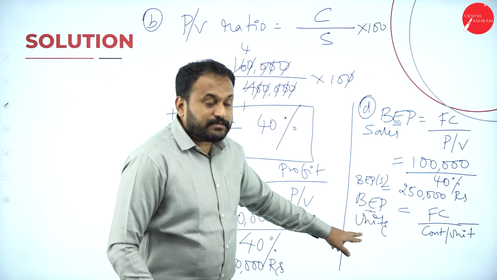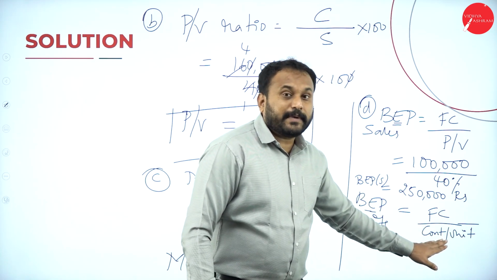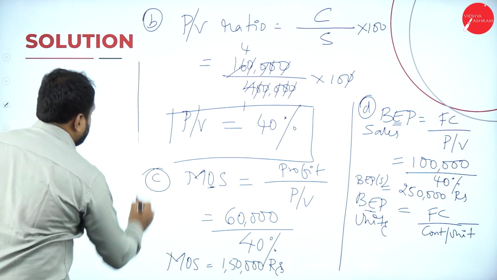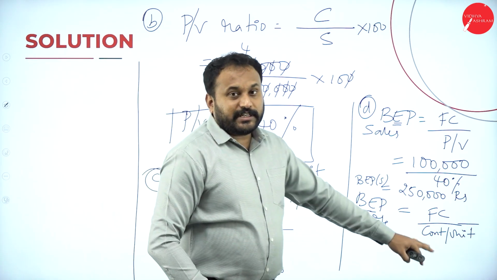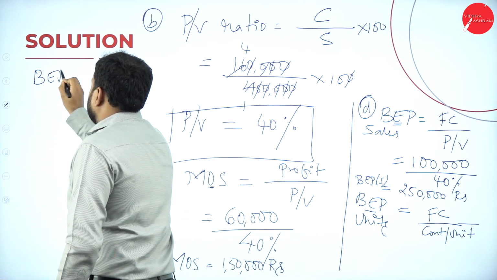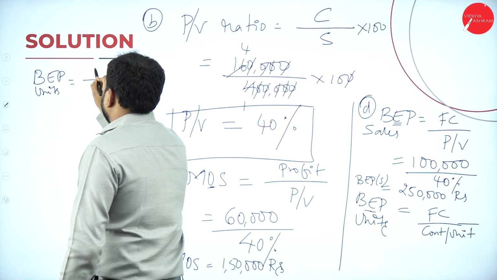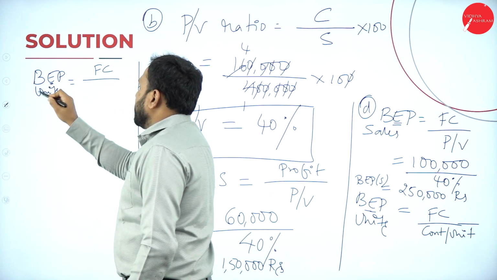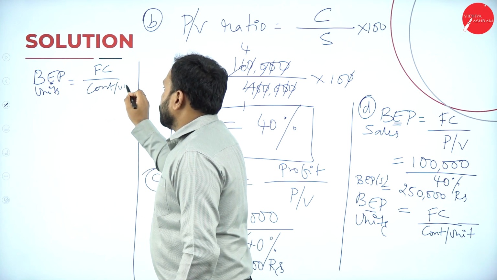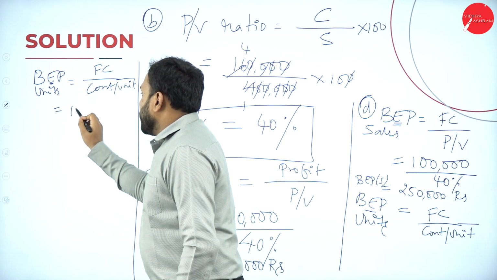Whenever the unit comes, here unit should come, not PV. Fixed cost divided by contribution per unit. I'll show it here for you people. The BEP in units is equal to fixed cost, contribution per unit. Fixed cost is how much? 1 lakh.